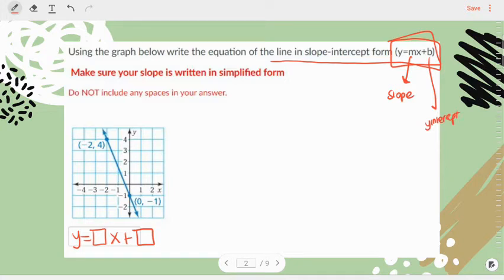The very first thing I always find is my y-intercept because I think it's the easiest thing to spot. So to find my y-intercept, I go to my y-axis, and my dot is right here at -1. So in this blank spot, I'm going to type in -1.